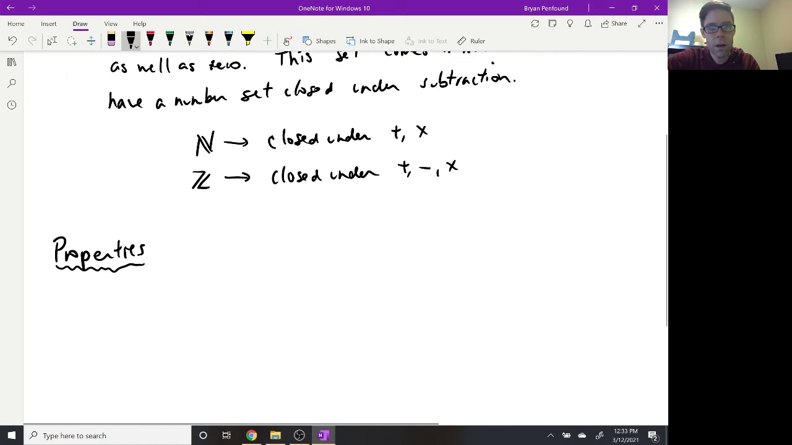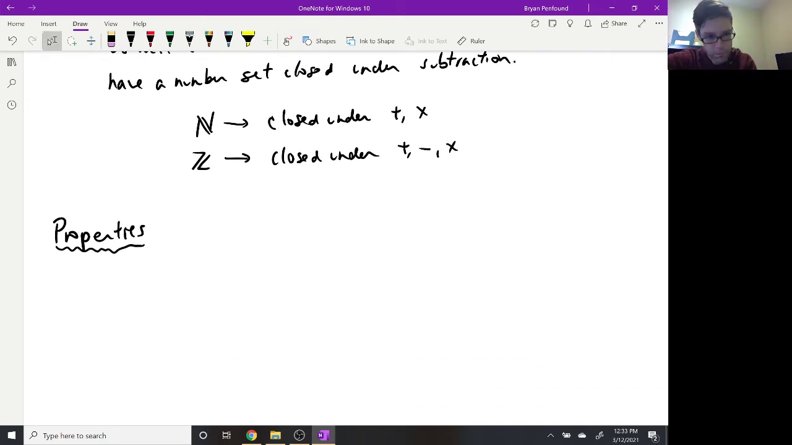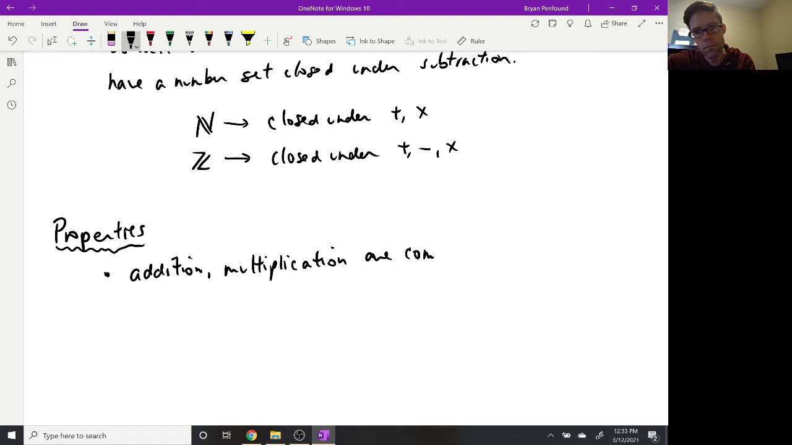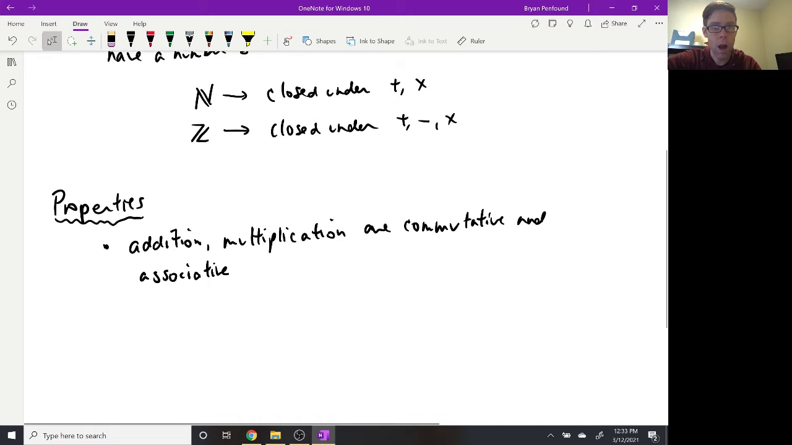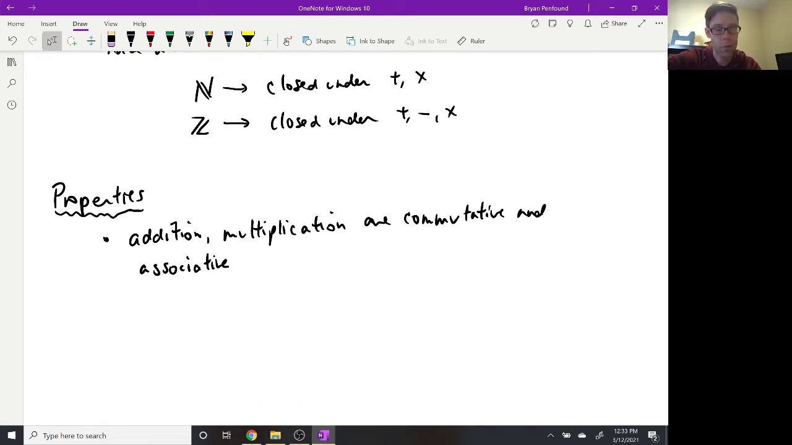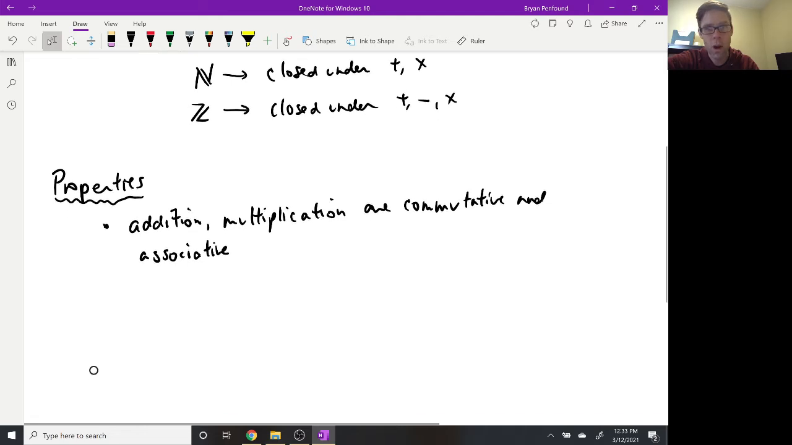So let's talk a little bit about some of the other properties other than closure. Of course, in the set of integers, addition and multiplication are still commutative. And addition and multiplication are still associative within the set of integers. Subtraction and division are still technically going to be a bit of a problem. They're not going to be commutative and they're not going to be associative either. So it doesn't really matter what set we're working with.